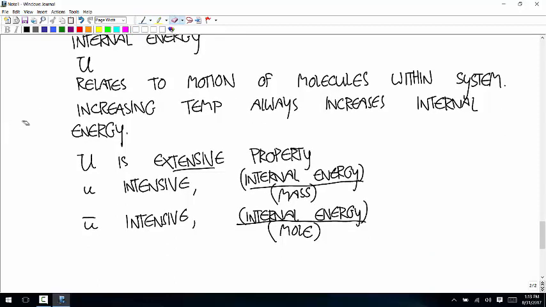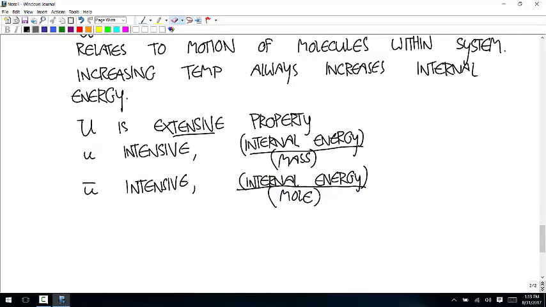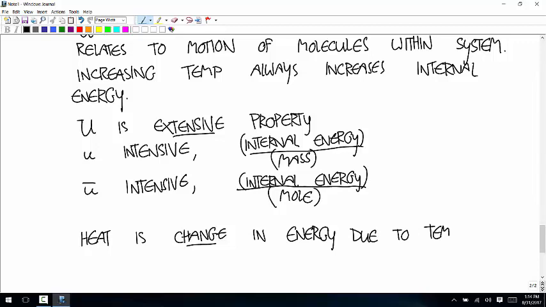And now we have to talk about the change in energy, and that's heat. So heat is a change in energy due to a temperature difference. We're going to represent that with capital letter Q.